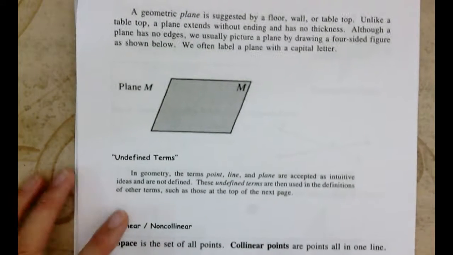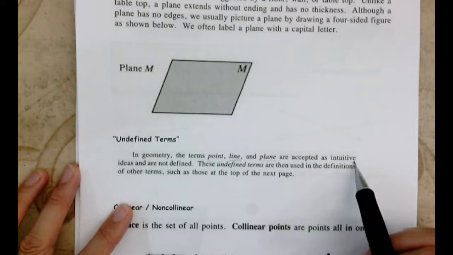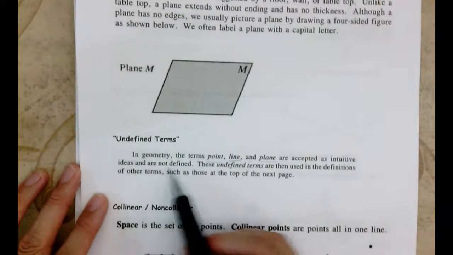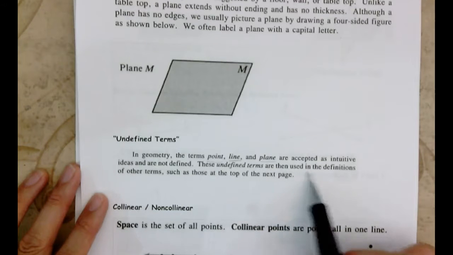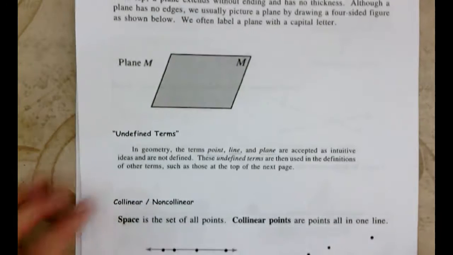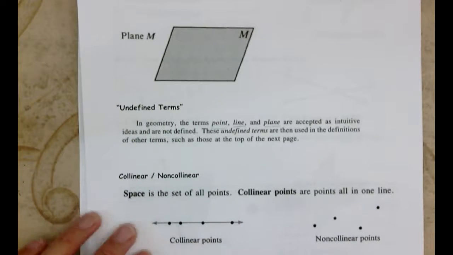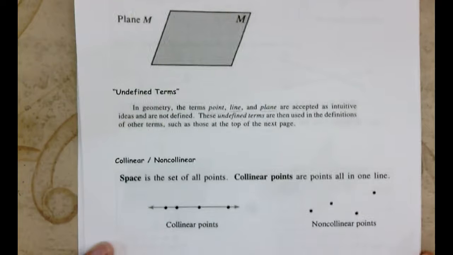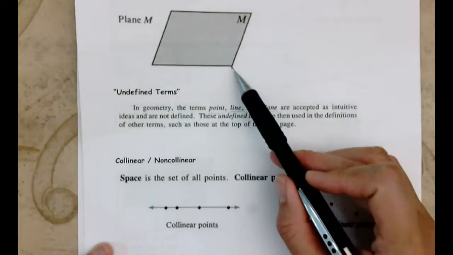Undefined terms. In geometry, the terms point, line, and plane are accepted as intuitive ideas and are not defined. Okay, these undefined terms are often used in the definitions of other terms, such as those at the top of the next page. Other terms like collinear and noncollinear and so forth. Okay, all right, so space is a set of all points. Collinear points are points all in one line. Okay, so space is a collection of planes.